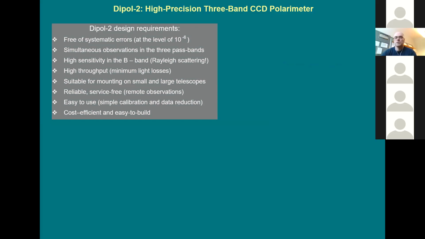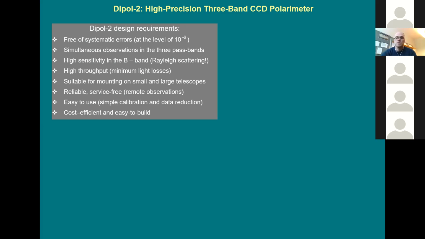We wanted to have a polarimeter with minimum light losses. It is equally important for observations of faint and also bright stars. We wanted to make an instrument which is suitable for mounting on small and large telescopes. We want it to be reliable, serviceable, suitable for remote observations and long continuous observing runs. We also wanted to have it simple and easy to use, with simple calibration and data reduction routines. And last but not least, we wanted a polarimeter which is cost efficient and easy to build.